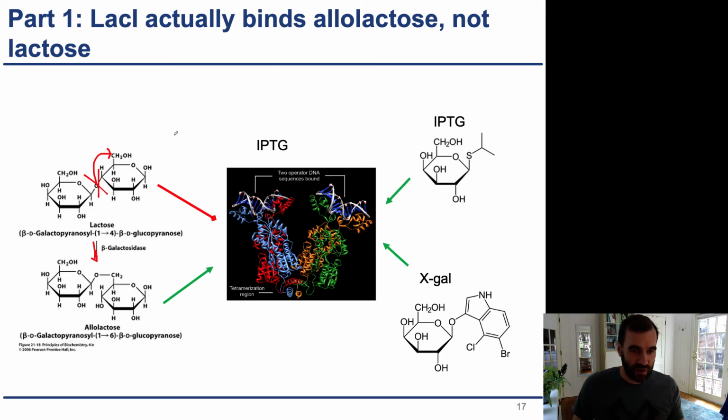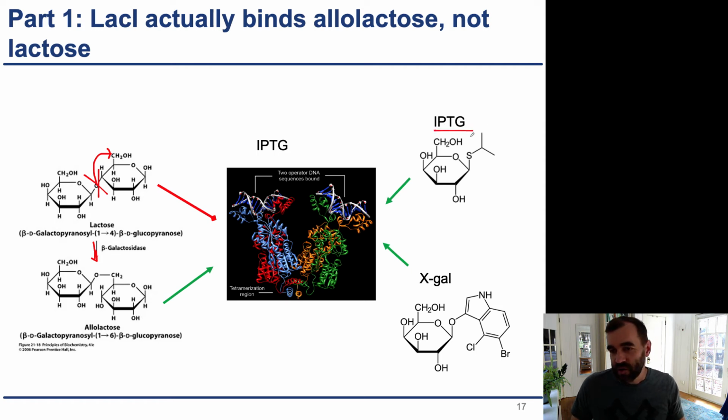So if lactose is in the environment, it's transported into the cell by the permease. The beta-galactosidase acts upon it to cleave most of it, but some small amount is converted to allolactose. And then this allolactose is able to bind to the lac repressor, and that prevents it from binding to the DNA. And so the lac operon is able to be transcribed.